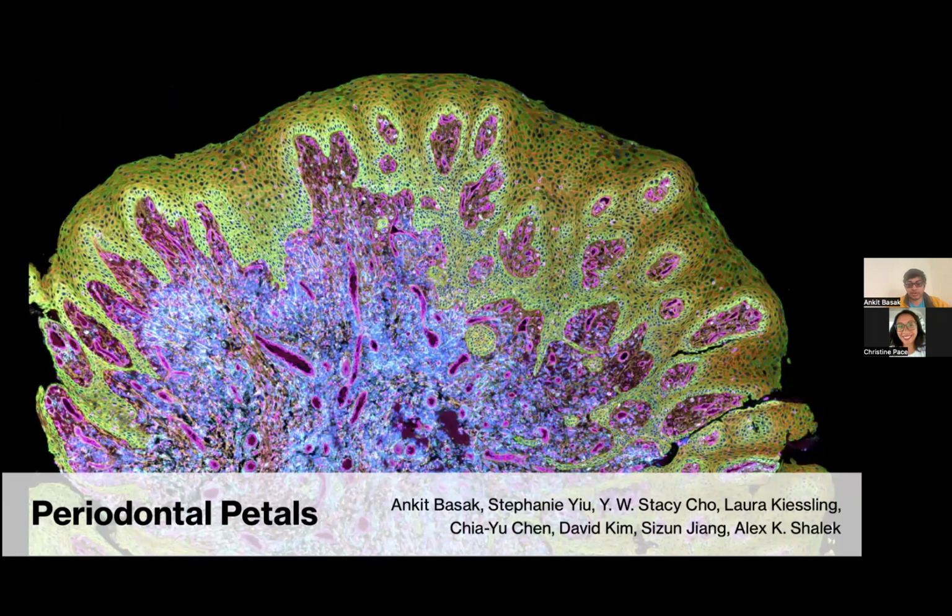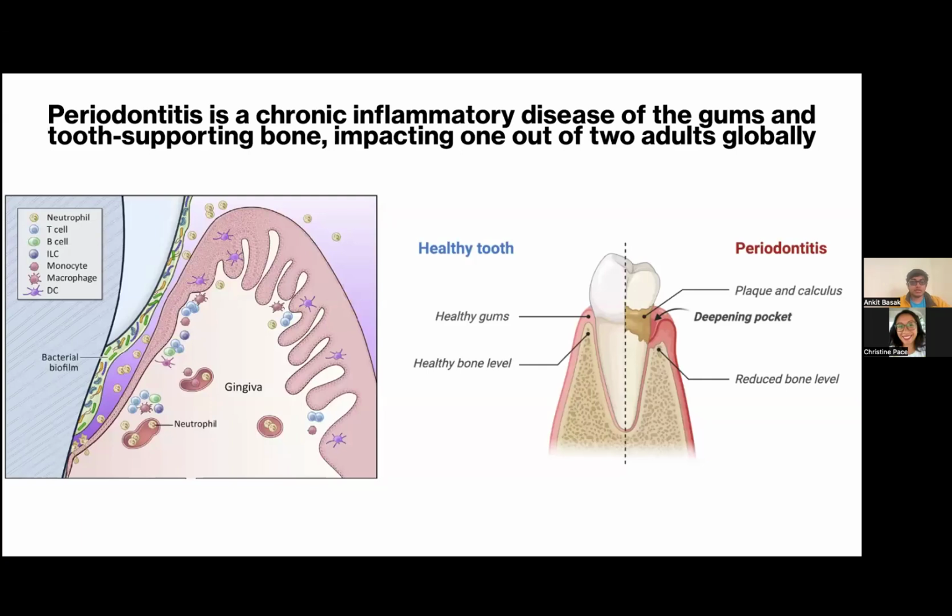This is an incredibly collaborative work between three different labs at MIT Chemistry, MIT IMES, and the VIDMC in Harvard. So we're studying periodontitis, which is a chronic inflammatory disease that happens in the oral cavity, particularly in the gums. In this disease, the gums are chronically inflamed, and it affects almost 1 out of 2 adults globally.